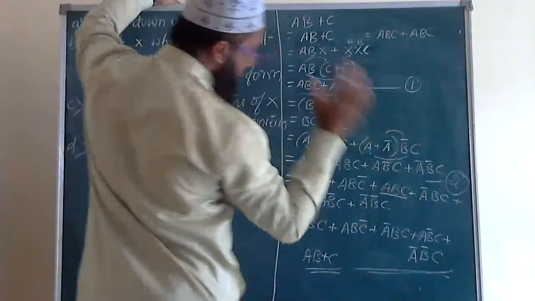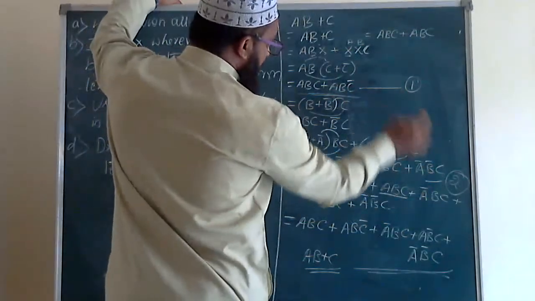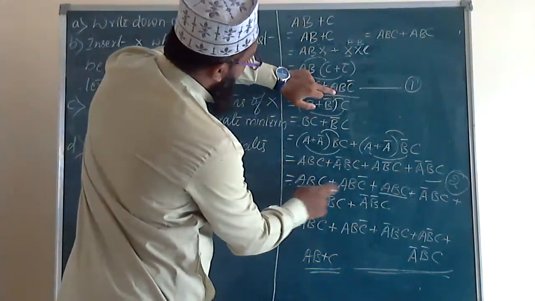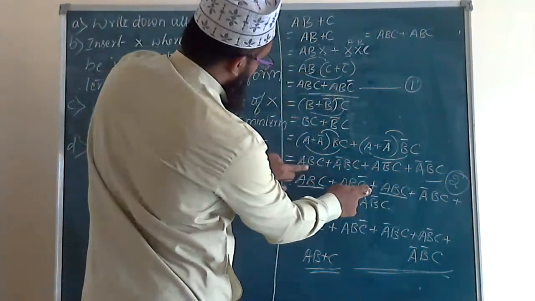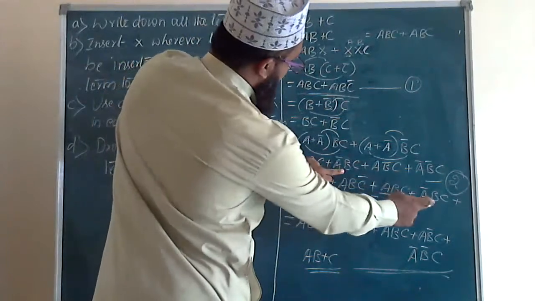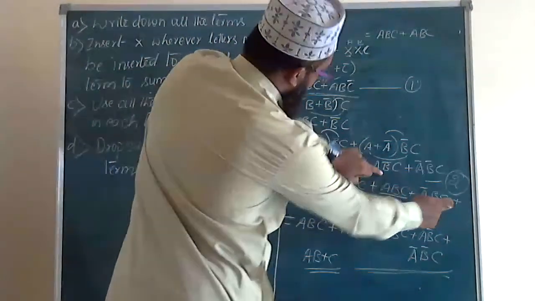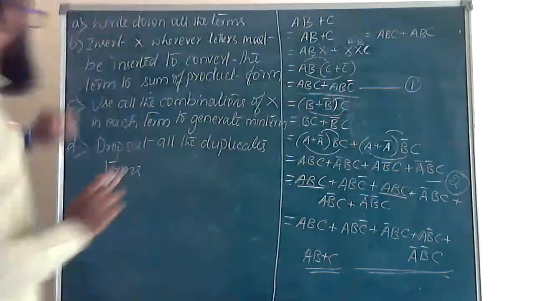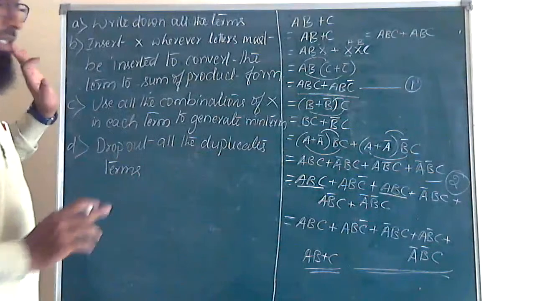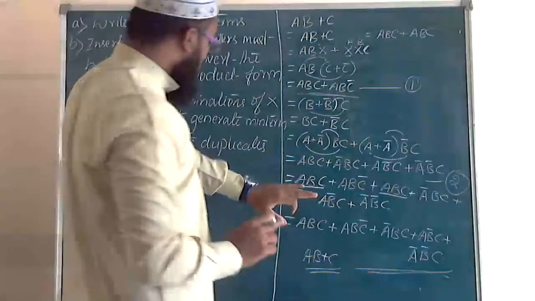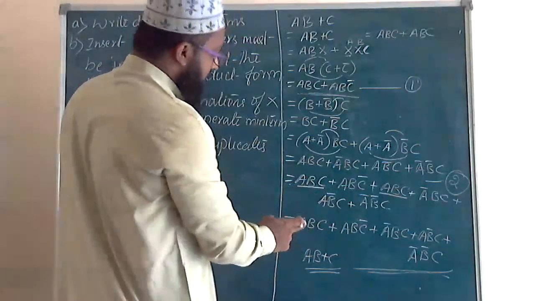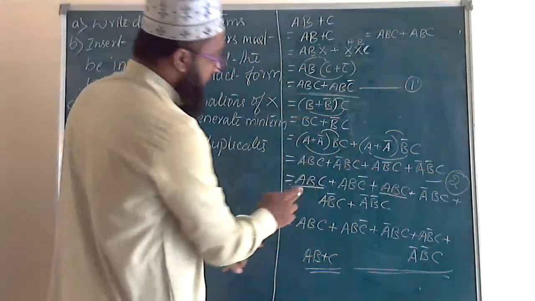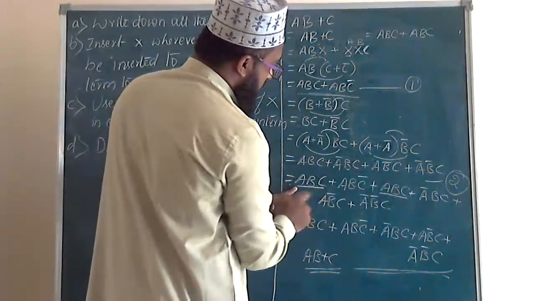Then add these two, 1 and 2. At the time: ABC plus ABC bar plus ABC, A bar BC plus AB bar C plus A bar B bar C. Then we have to drop out all the duplicate terms. That means we have to check whether any duplicate terms are there. Here, yes, only ABC is duplicated.